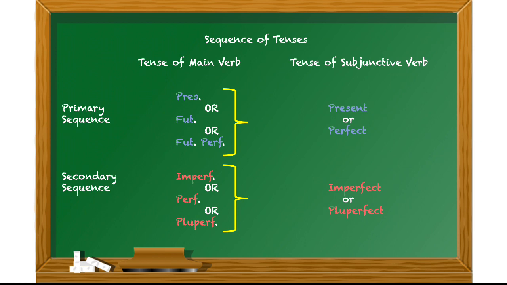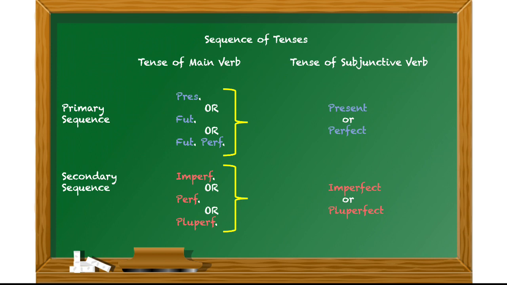In the clauses that we've been looking at lately, the cum clauses, result clause, purpose clause, things like that, you have a main verb, usually indicative mood, although not always, and then you've got a subjunctive verb. Well, how do you know which tense can go with which tense? There's actually a kind of a formula for that.